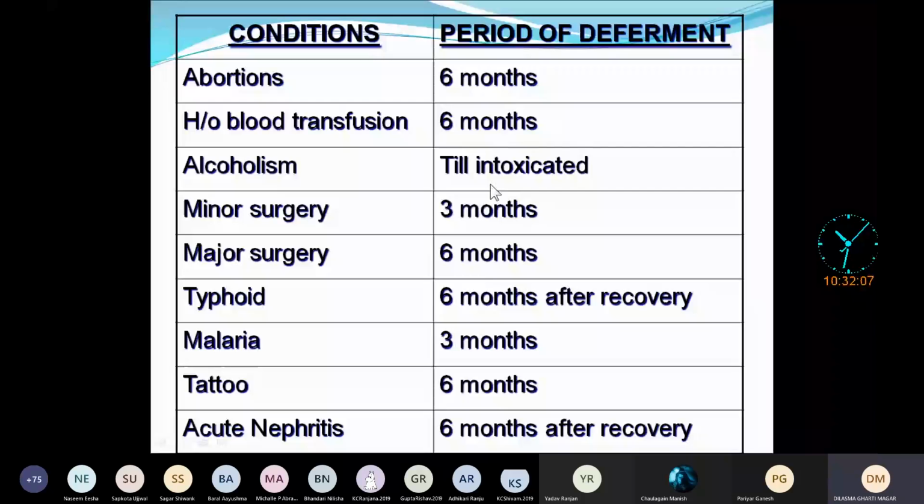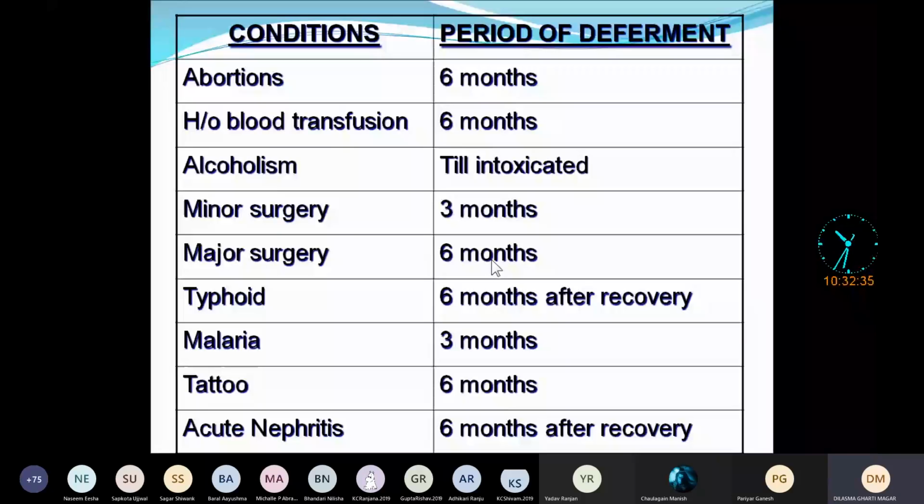So in case of minor surgery, suppose some skin stitches given or some mole removed or small surgery, in case of the minor surgery we will not take the blood for 3 months. And in case of major surgery, we will not take the blood for 6 months. Major surgery means suppose if a person has done any appendicectomy. Appendicectomy is also a major surgery.